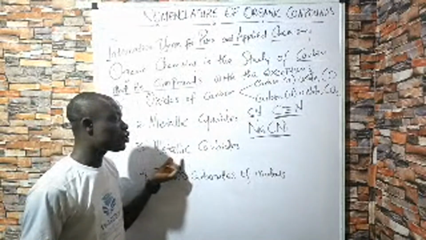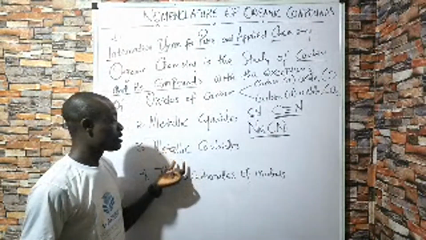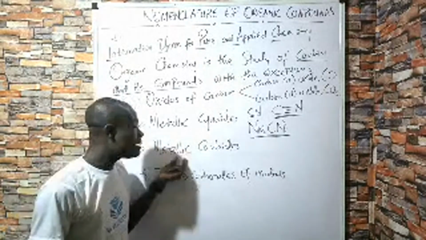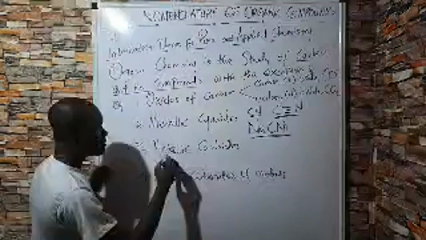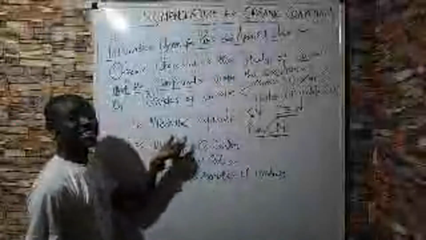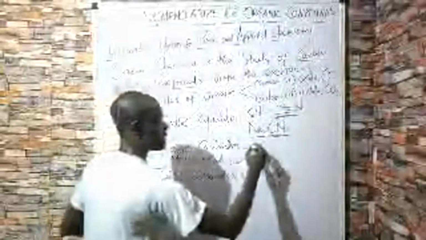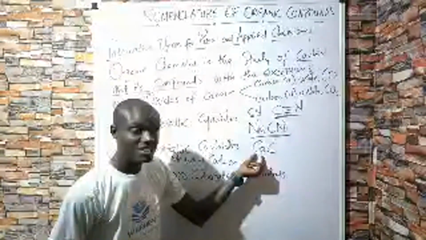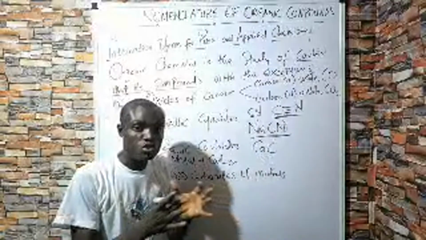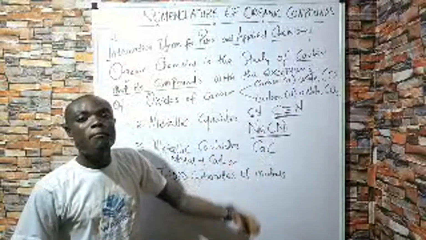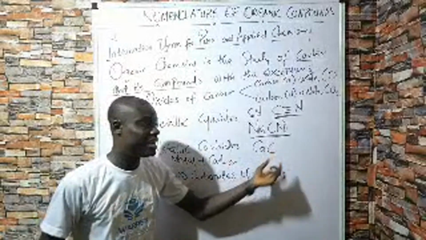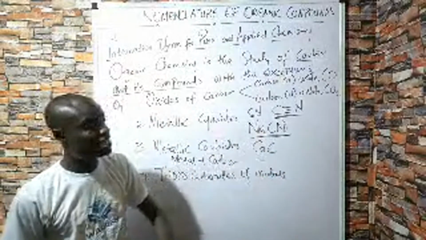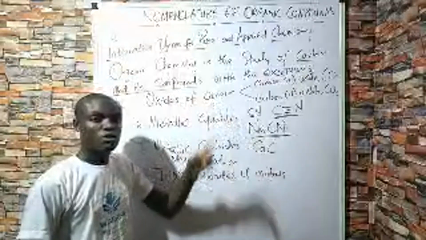Also, we don't study what we call the metallic carbides. Now, for metallic carbides, when a metal is joined to carbon, simply say a metal plus carbon will give us what we call a metallic carbide. For example, we can have something like this, CaC. So Ca is calcium, C is carbon. So when they are joined together, we form what we call a carbide. So this is calcium carbide. This compound is not an organic compound, rather it is an inorganic compound.